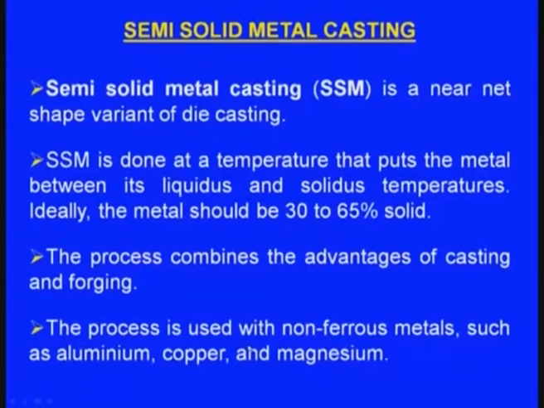The process is used with non-ferrous metals such as aluminum, copper and magnesium. So, this is all about semi-solid metal casting. The deformation is carried out between the liquidus temperature and the solidus temperature, and we get the advantages of casting and also forging. We get better mechanical properties, and shrinkage defects are not likely to arise in the semi-solid metal casting process.